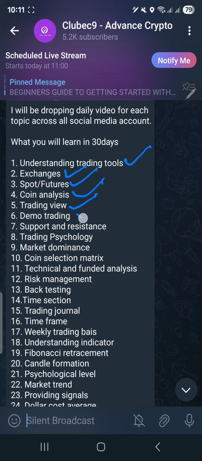Then we have demo trading. This is also very essential, but not as important as going live trading. Live trading has other things like your emotions; you have to understand how to control your emotions. But when you're doing demo trading, it's usually good for back testing, not for real trading.